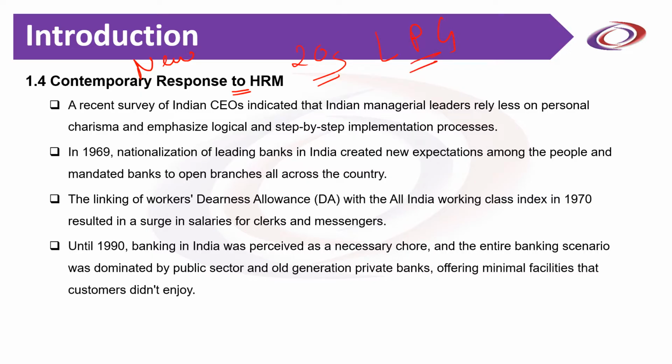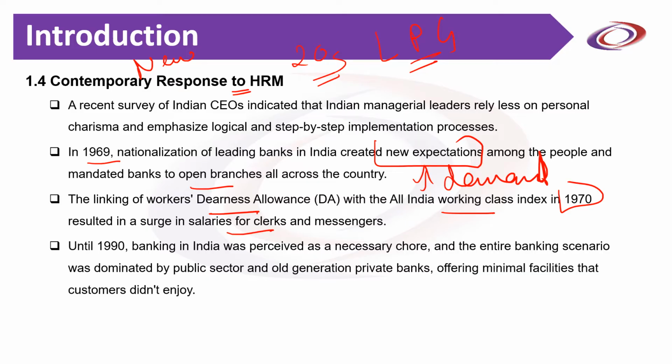Before that, what happened? The nationalization of banks in 1969 created new expectations among the people and mandated banks to open branches all across the country. With this, the demand for employment in banks also increased. Another step was the linking of workers' dearness allowance and All India Working Class Index in 1970. This led to a surge in the salaries for the clerks and the managers.